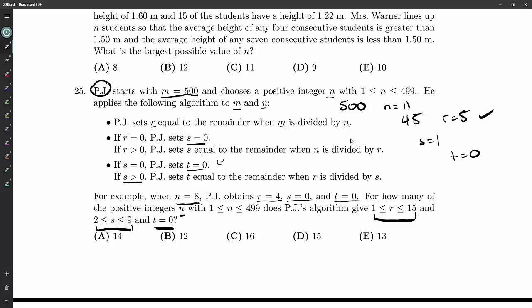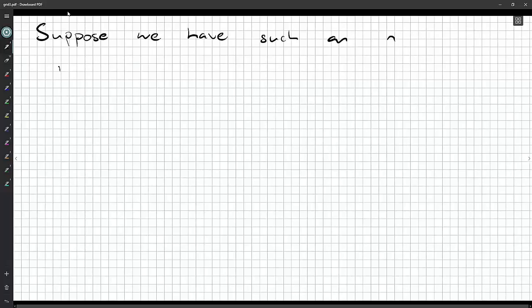Okay. So, it's all about remainders, right? So, what would this look like? I might say, suppose we had such an n, the ones that we're looking for. Then we know m divided by n leaves a remainder of r. Well, another way of saying that is m is some multiple of n plus r.